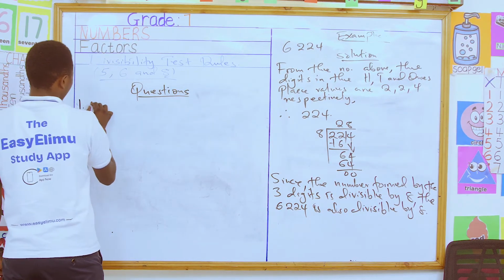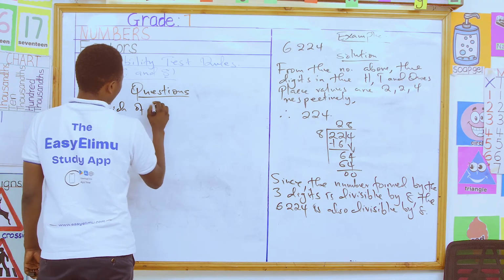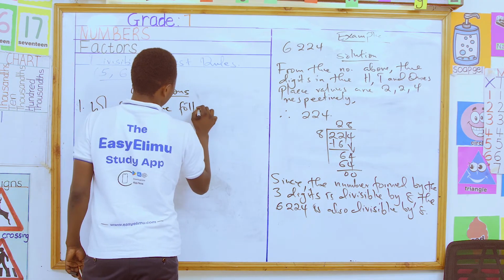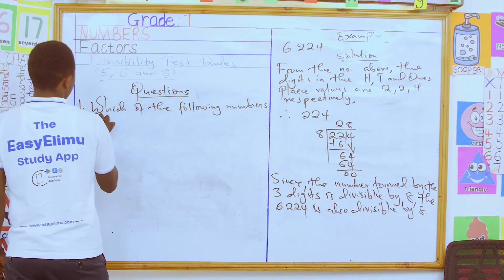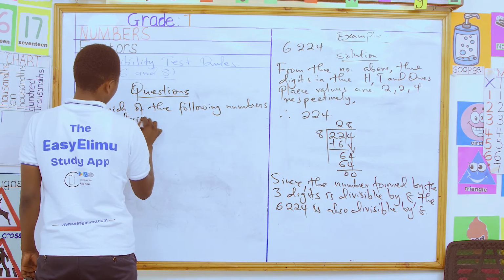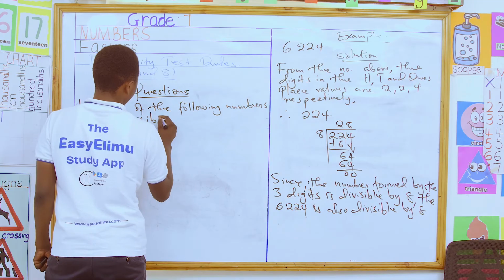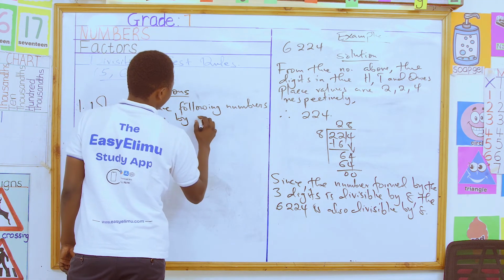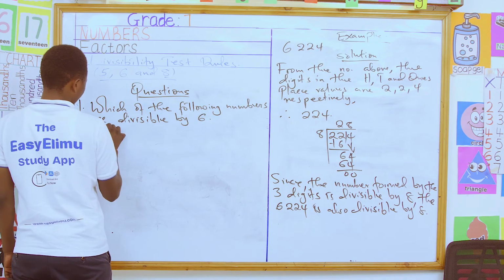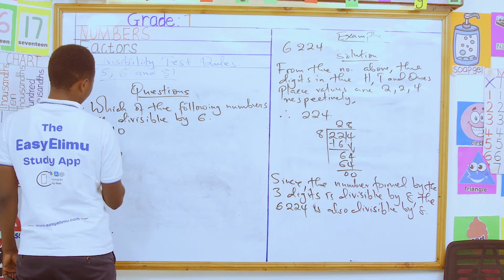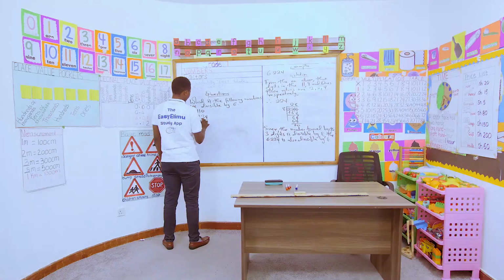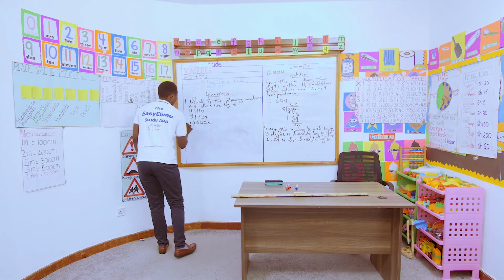Number 1. Which of the following numbers are divisible by 6? So Roman 1, we have 1,110. Roman 2, we have 1234. Roman 3, we have 6,224.